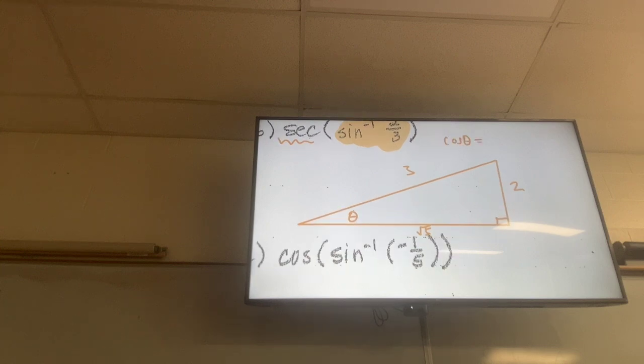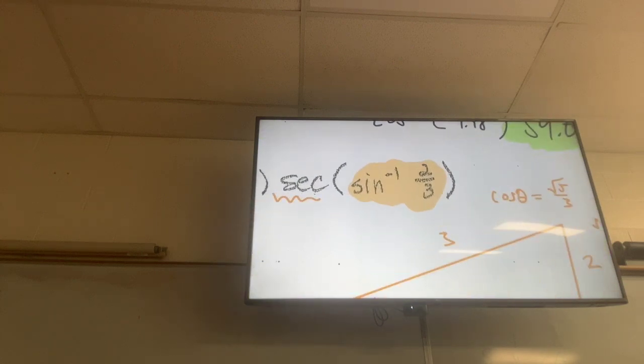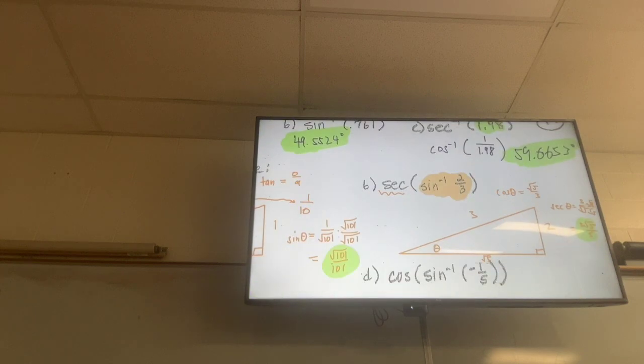Okay, so what's my cosine? Cosine of theta is what? √5/3, so secant is what? 3/√5. Okay. Multiply by √5 on top and bottom to rationalize. What, like the negative one there? No. Just there. If it were secant of negative 1 or cosecant of negative 1 or cotangent of negative, we have to flip that to put it in our calculator.